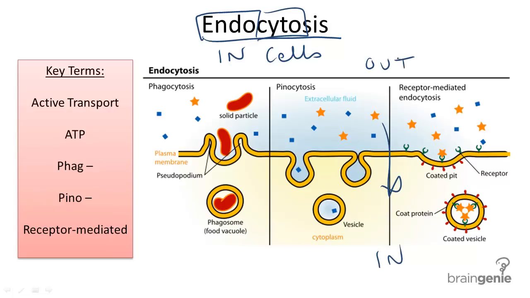There are 3 types of endocytosis. Note that all 3 types are types of active transport that require ATP. The first is called phagocytosis.